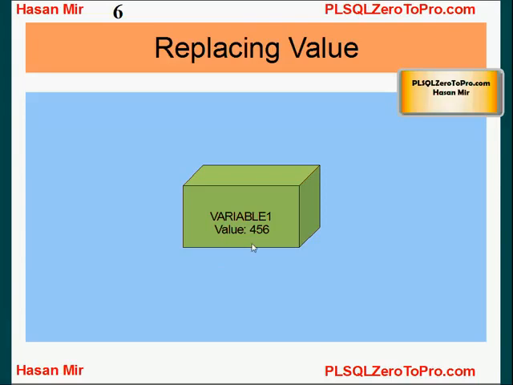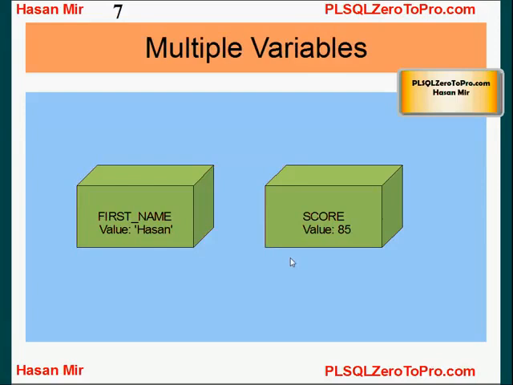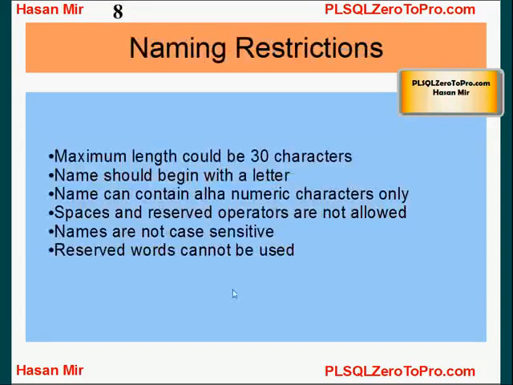So for the variable 1 now contains the value 456. You can declare multiple variables in your program, each variable containing some different value. You can refer to these values through other statements in your program. For example, variable first name contains text literal Hassan, and the variable score contains numeric value 85. Always use single quotes if you're putting text literals in the variable, just like you saw in SQL tutorials.